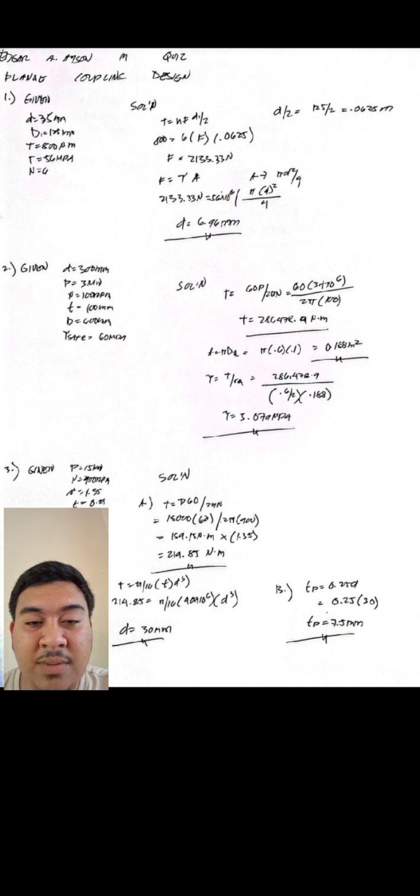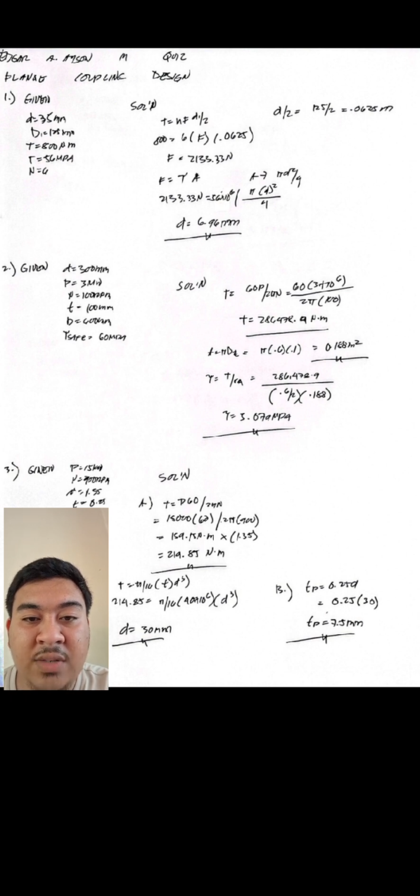By substituting the values, 800 is equal to 6 times F, which is force, times 0.0625. So the force acting on each bolt becomes 2,133.33 Newton. So next, we use the shear stress formula.